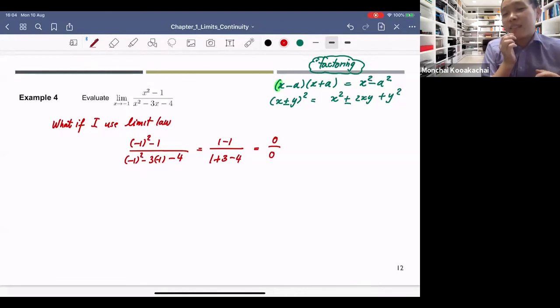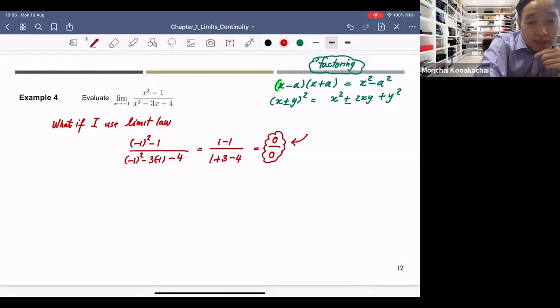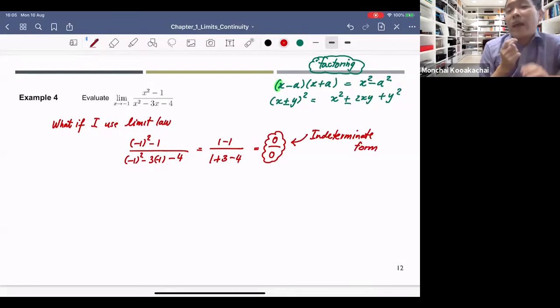Can you answer that this is a real number? The answer is no. Every time you get 0 over 0 in calculus, this is called an indeterminate form. What does it mean by indeterminate form? Indeterminate form is one where you don't know the value yet until you simplify more or use other techniques. That is what it means by indeterminate form.